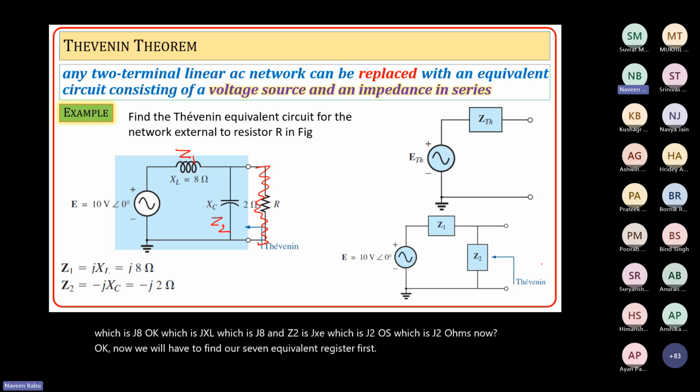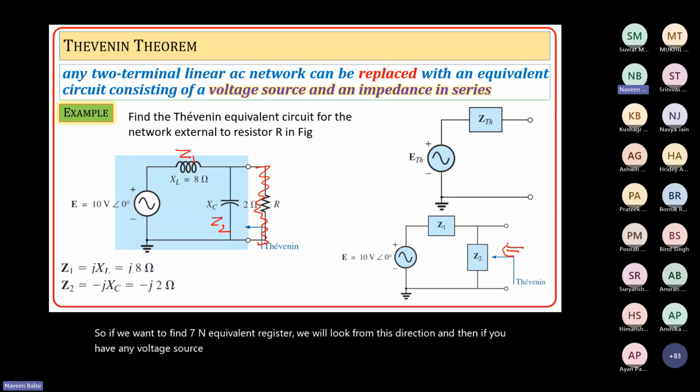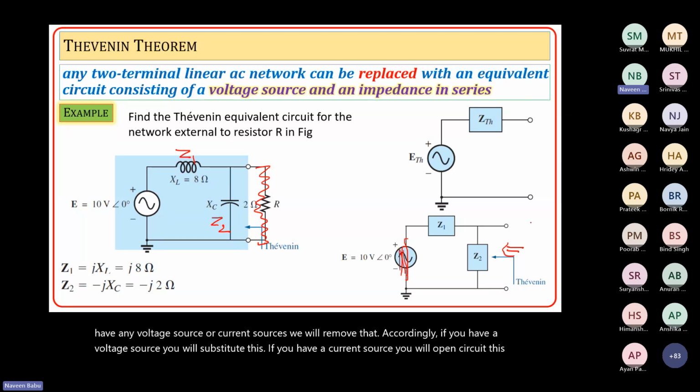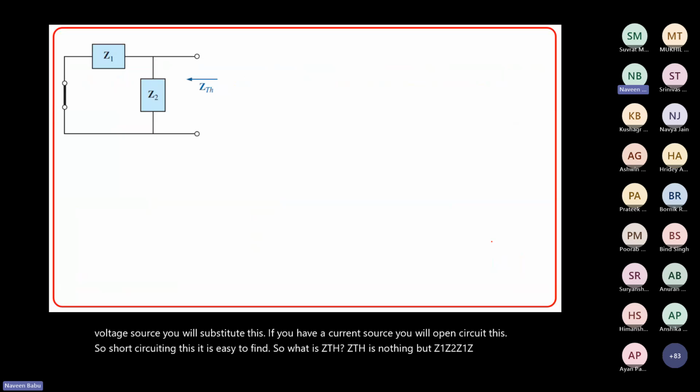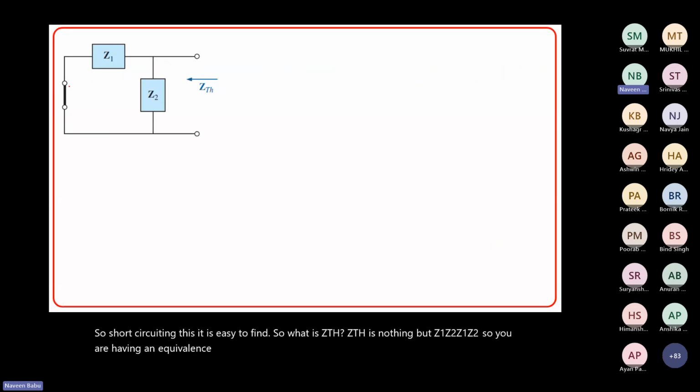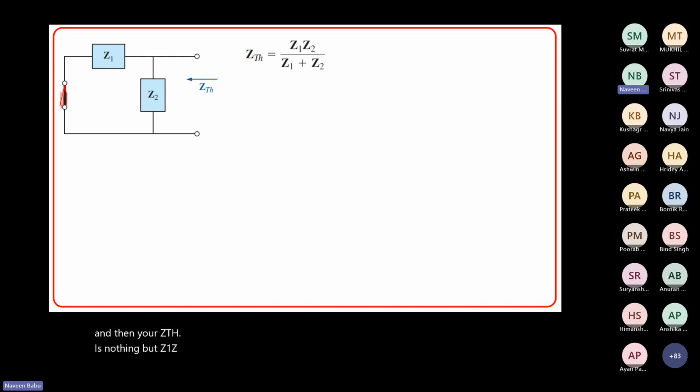If we want to find the Thevenin equivalent impedance, we will look from this direction. If you have any voltage sources or current sources, we will remove them accordingly. If you have a voltage source, you will short circuit it. If you have a current source, you will open circuit it. So short circuiting this, it's easy to find. What is ZTH? ZTH is nothing but Z1 Z2 divided by Z1 plus Z2. So in the Thevenin circuit, the voltage source is shorted here, and your ZTH is nothing but Z1 Z2 divided by Z1 plus Z2. So it is 2.67 angle minus 90.